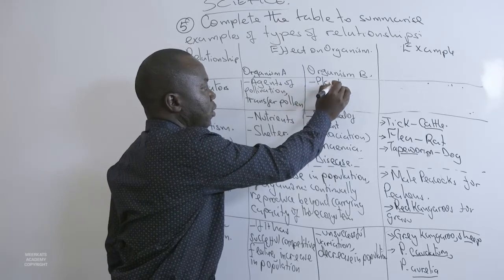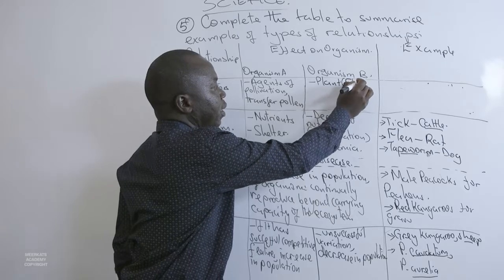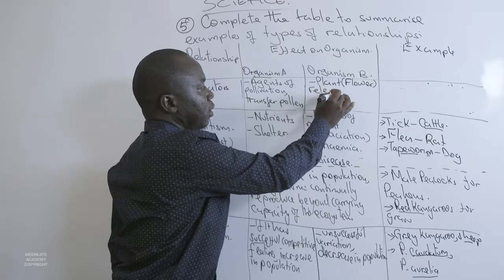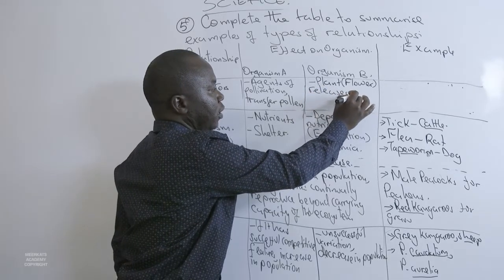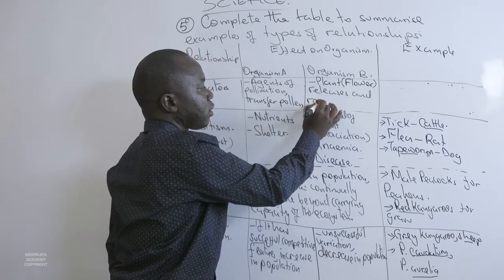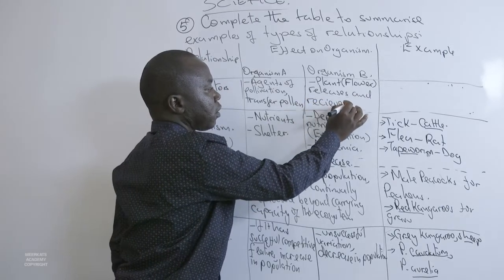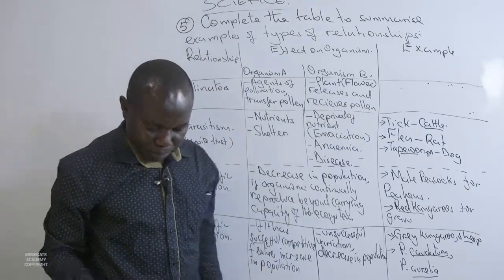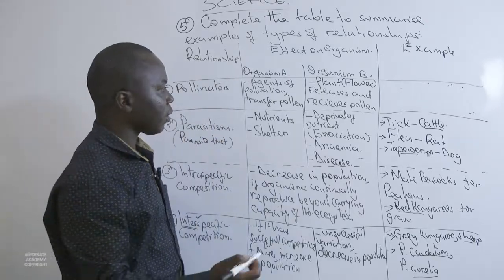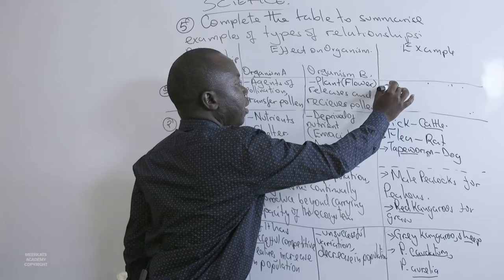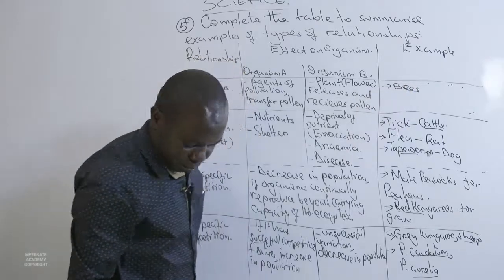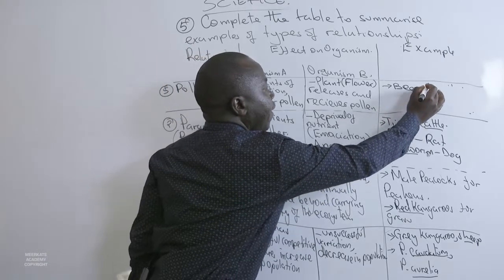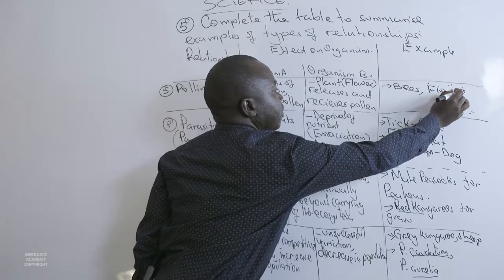The plant. We know that the plant must have the flower to allow pollination. The plant releases and receives pollen. So we have several examples where birds are doing that, where bees are doing that. You can have one example, bees and flowers of different plants.